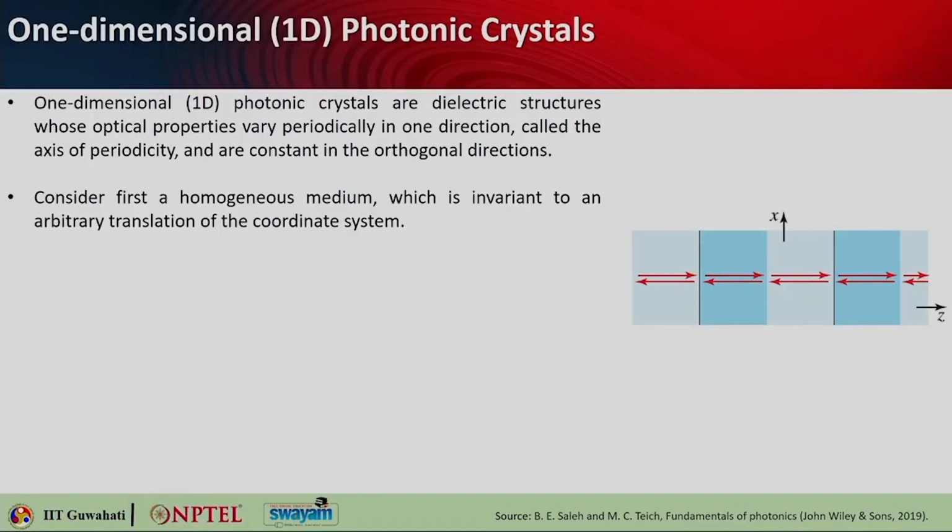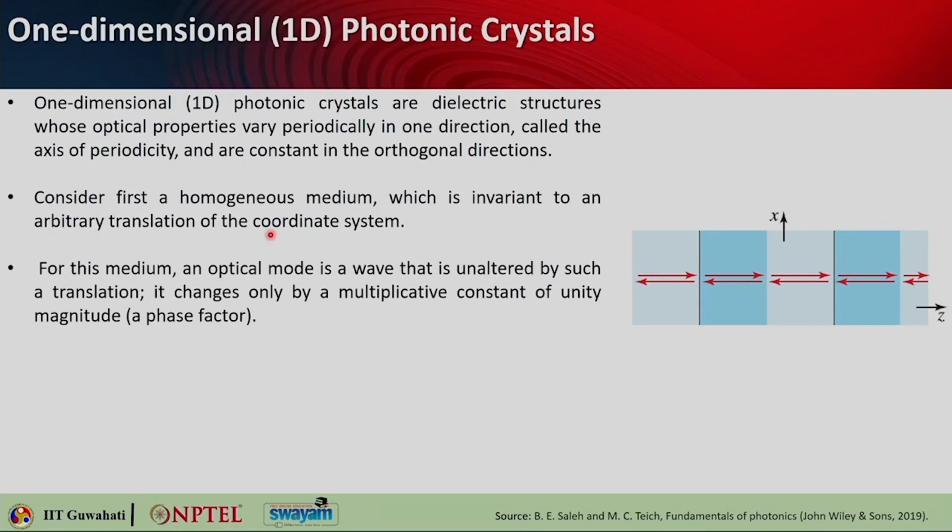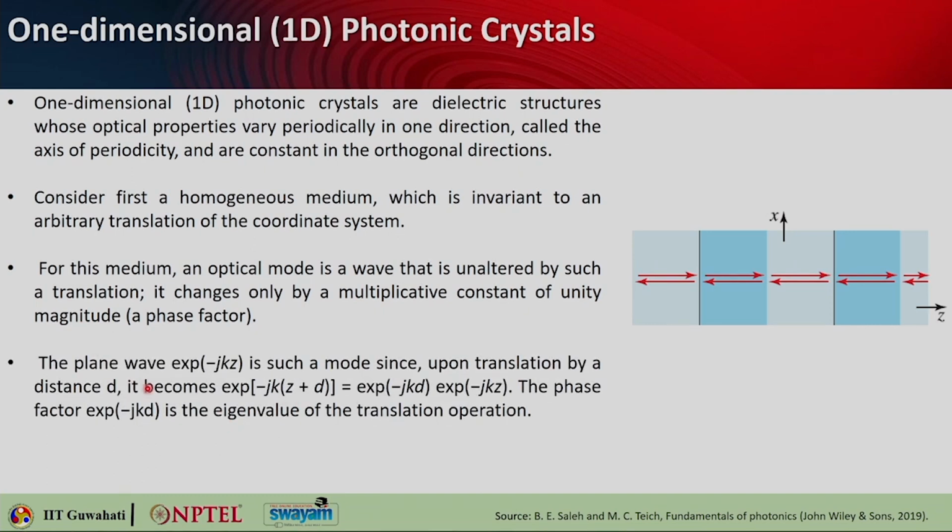Now, let us first consider a homogeneous medium, which is invariant to any arbitrary translation of the coordinate system. For this medium, an optical mode is nothing but a wave that is also unaltered by a translation. So, it changes only by a multiplicative constant of unity magnitude, or a phase factor. Let us show how it looks. If you take a plane wave exponential minus j k z, it has a fixed amplitude. This is such a mode, since upon translation by distance d, it will only become exponential minus j k (z plus d). That is the distance it has propagated. There is no variation in amplitude, we can take that as fixed.